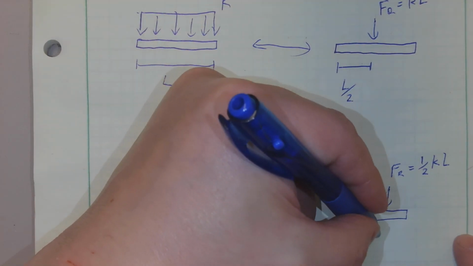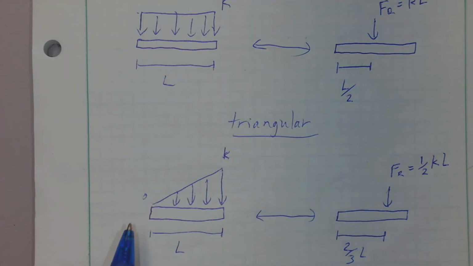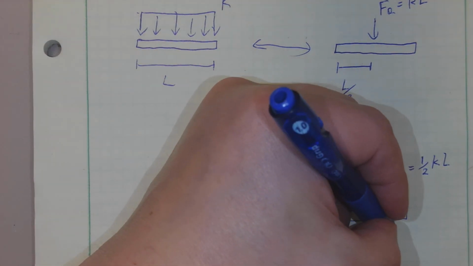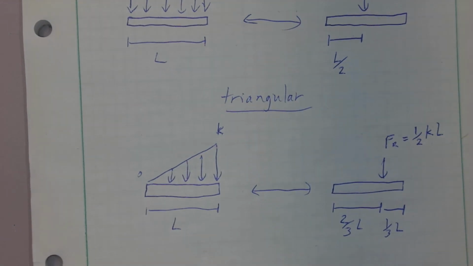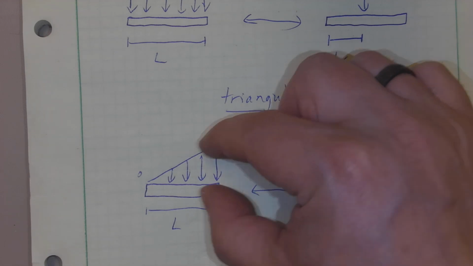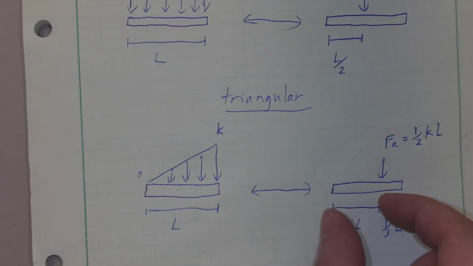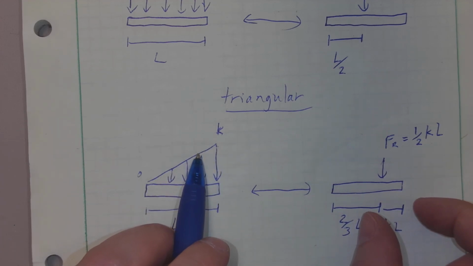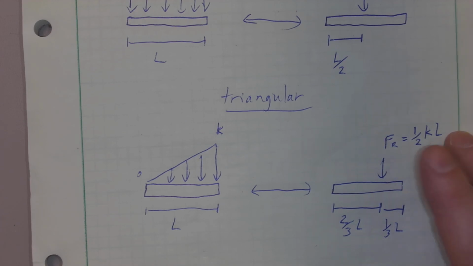and its location, I always say it's going to be 2/3 the length from the 0 point, or the little end, or 1/3 the length from the thicker end, this being the thick end, this being the 0 end. 2/3 the length from the 0 end, 1/3 the length from the thicker end. That's where we'll locate this force.